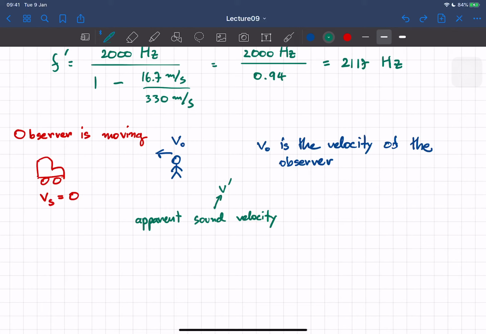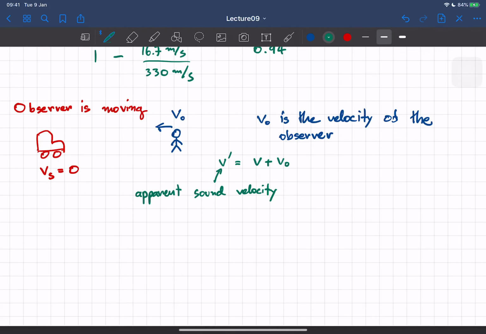It's kind of like relative velocity if you remember from your physics 1, right? So you're moving, so what you observe is actually the sound moving faster than it did earlier. So the apparent sound velocity is the old sound velocity plus the velocity of the observer itself, right? So that's what's gonna change in this case.